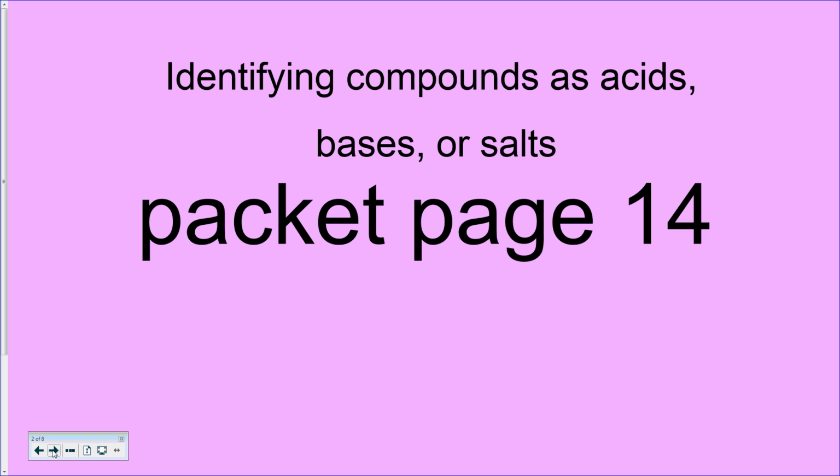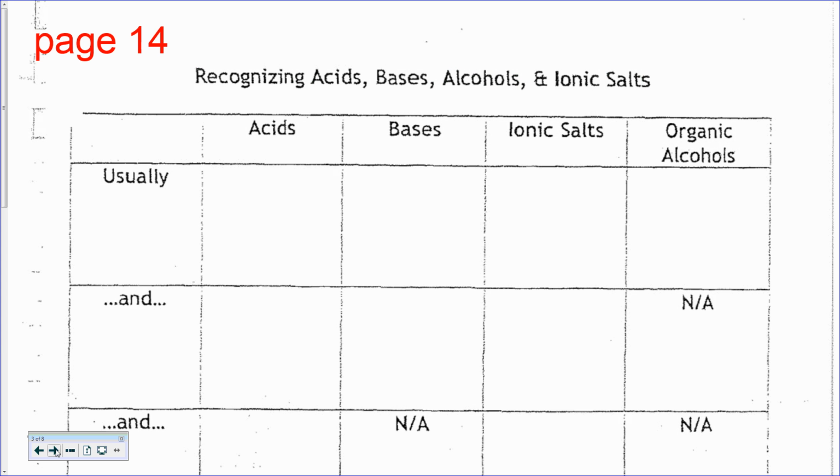What we need to talk about today would be how to identify compounds as being acids, bases, or salts. So we're going to our packet page 14 in the acid-base tab. When I look at acids, bases, salts, I want to also tell you about organic alcohols. We have to be careful of what we need to look for. So I'm going to go through these one by one. First let's start with acids.